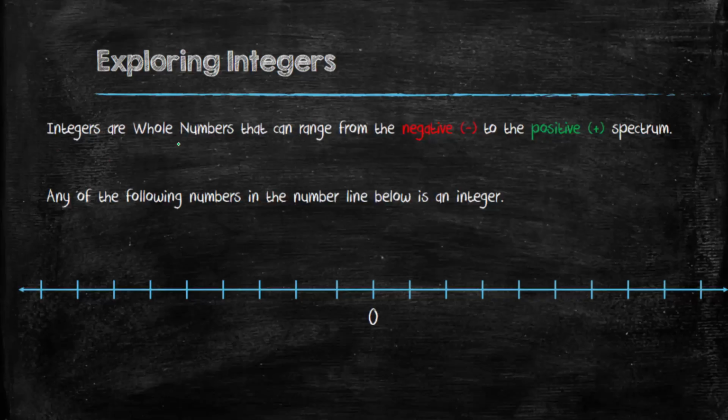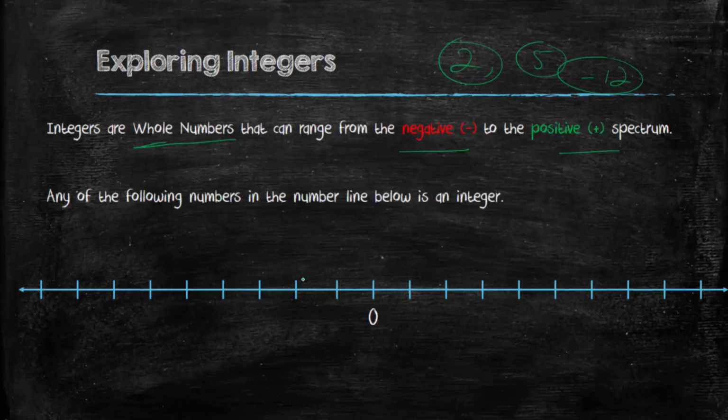An integer is a whole number. So any whole number that can range from the negative spectrum or the positive spectrum. So 2 would be an integer, 5 is an integer, negative 12 is an integer, and so on and so on. Okay, so we have a line here, a number line.